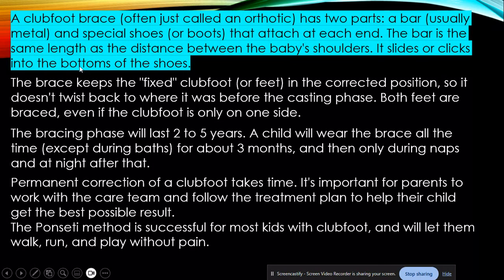The bar is the same length as the distance between the baby's shoulders, right? So the measurement is like the baby's shoulder width, not wider, not too narrow. It slides or clicks into the bottoms of the shoes, right? So it's like skating. The brace keeps the fixed clubfoot or feet in the correct position, so it doesn't twist back to where it was before the casting phase.